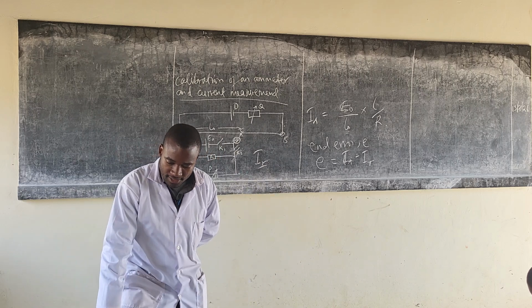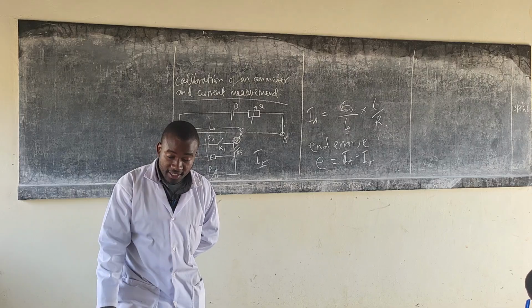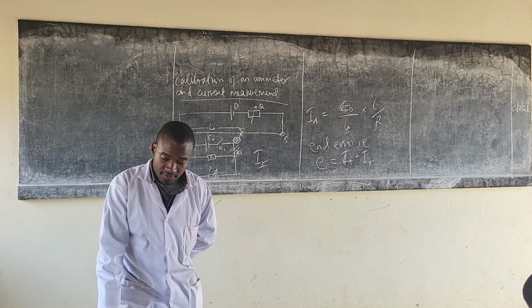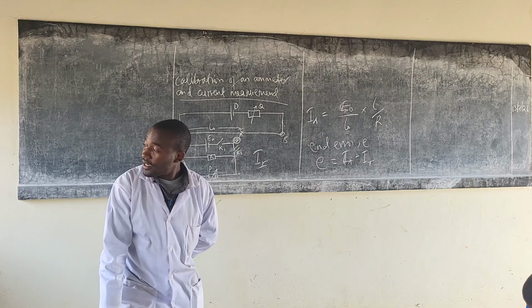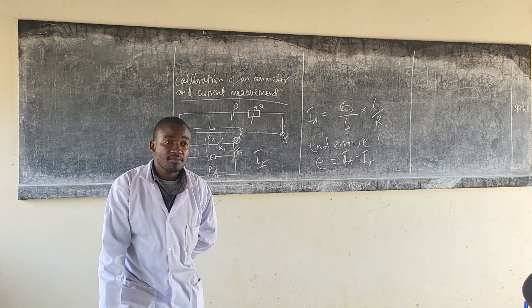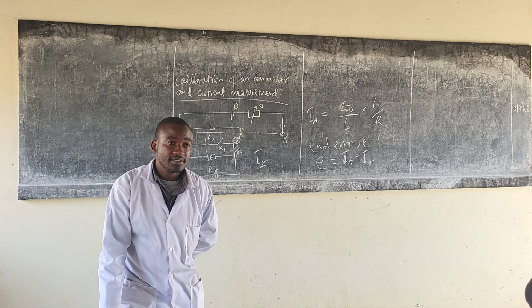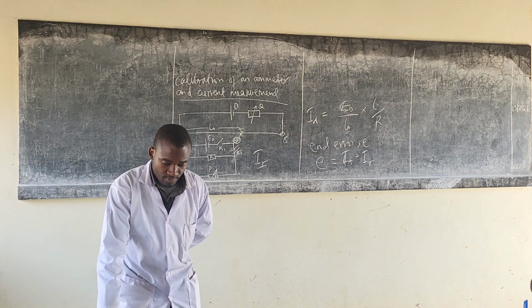Tabulate the results including the values of IR and E. Plot a calibration graph of E against IR.